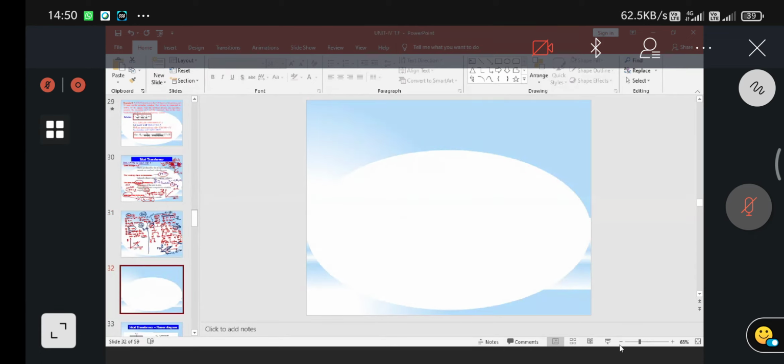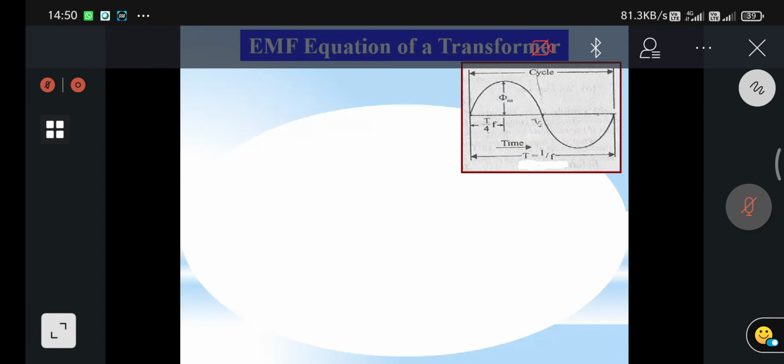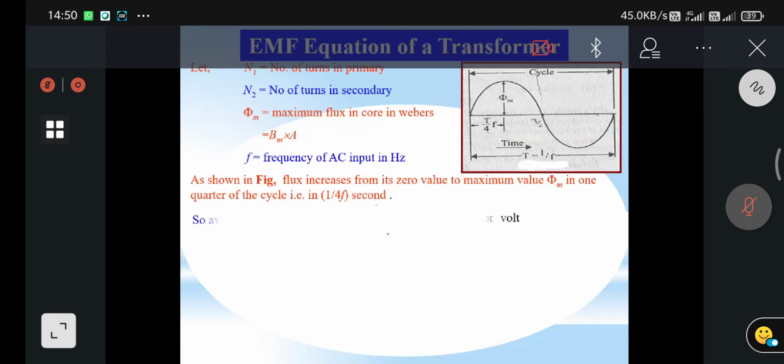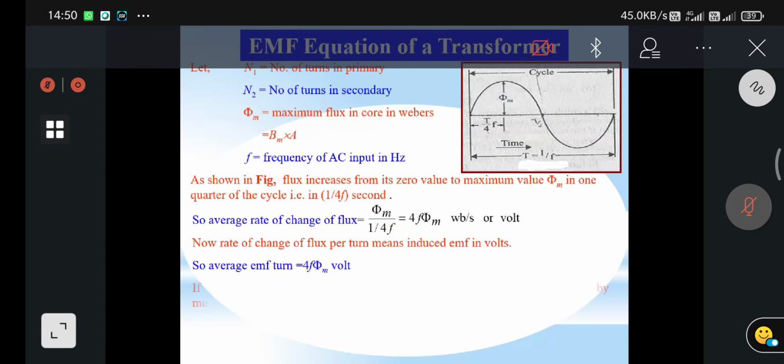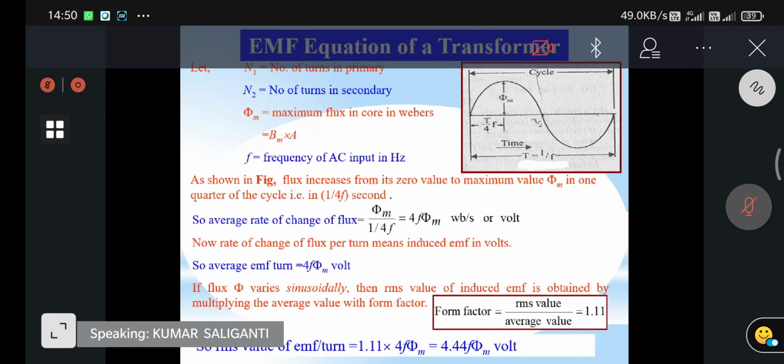So in the last class we discussed the EMF equation of a transformer. From that we got the relation 4.44 f Φm N. According to the working principle and the principle of operation, we got the EMF equation of the transformer.